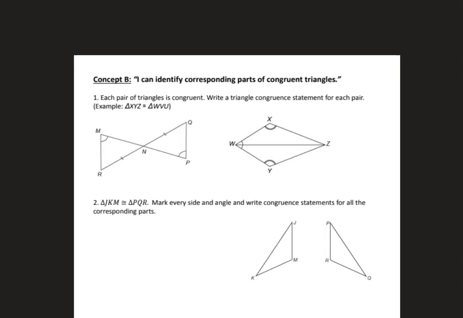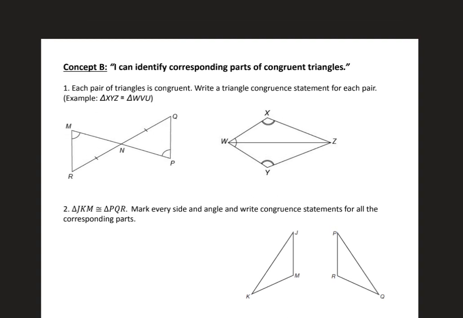All right, so now let's look at concept B. So concept B is I can identify corresponding parts of congruent triangles. So number 1 says each pair of triangles is congruent. Write the triangle congruent statement for each pair. So remember, when we do triangle congruent statements, we need to make sure we match up corresponding angles. So from here, let's just go off of what is marked. So I know that angle M and angle P match up. I know that these are vertical angles, so we can mark these as being congruent. And I know that those angles match up. And then lastly, that means angle R and angle Q would match up.